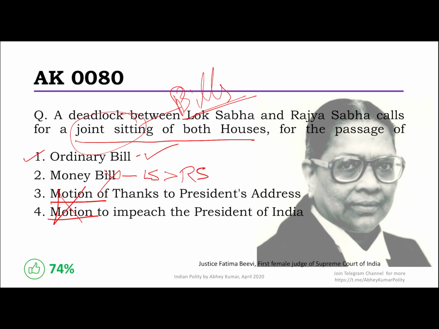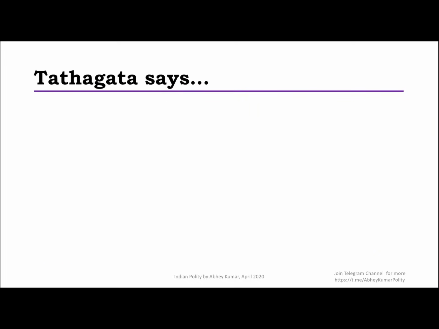So that's the 10 questions for today, and today I'm going to leave you with a message from Tathagat Gautam Buddha. One of the very important lessons he has spoken to us in simple words, Appa Deepo Bhava, which means be your own light.